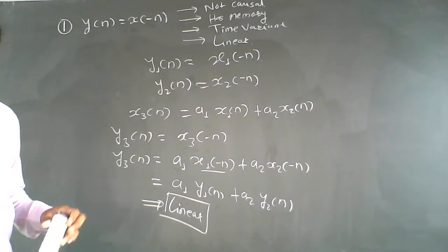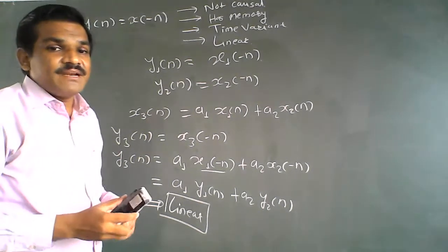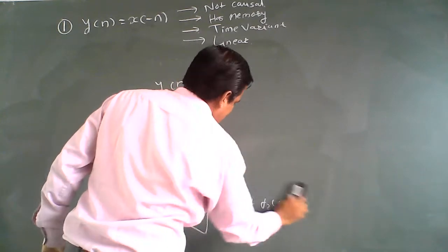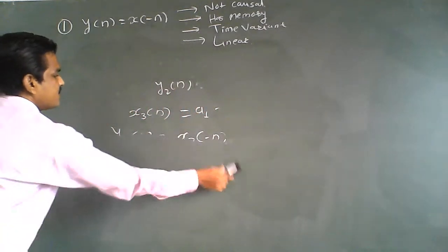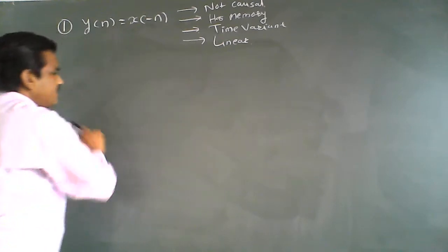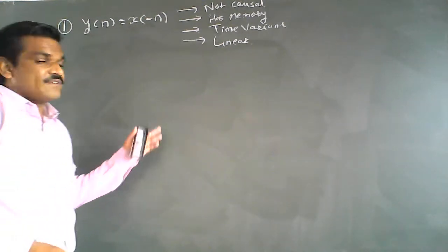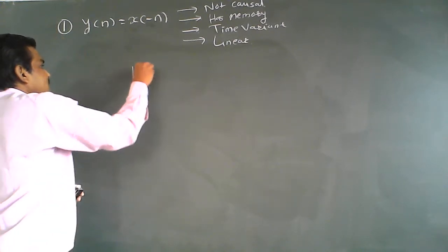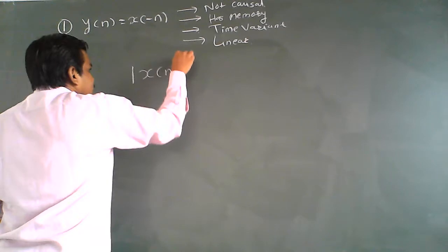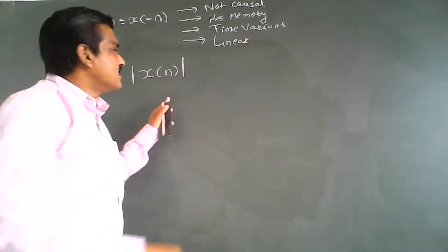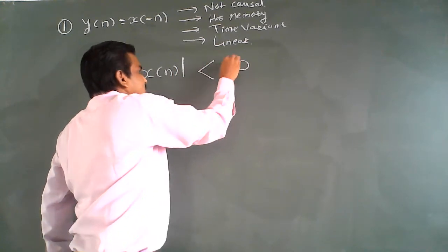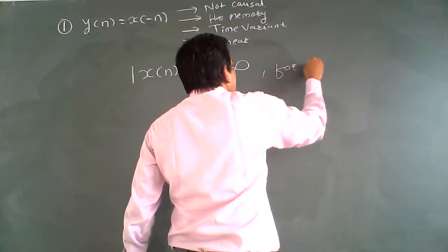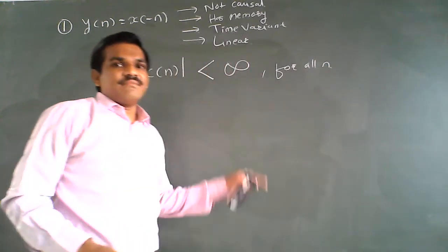Fine. Now what is left? That is stability. We have to check whether the system is BIBO stable or not. To find out, let us consider x of n. This x of n is bounded for all n.